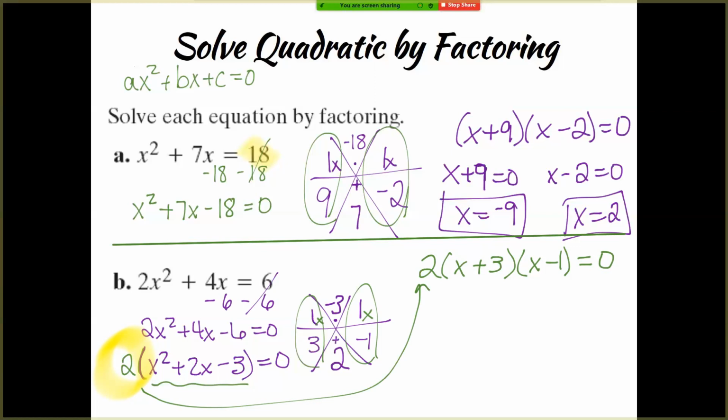So now this time we have 3 things being multiplied together. The 2 is being multiplied by this first set of parentheses, which is being multiplied by the second set of parentheses. If I set them all equal to 0, will 2 ever equal 0? No. You can kind of just ignore it. 2 will never equal 0. And then x plus 3 equals 0, x minus 1 equals 0. So you get x equals -3 as an answer and x equals 1 as another.